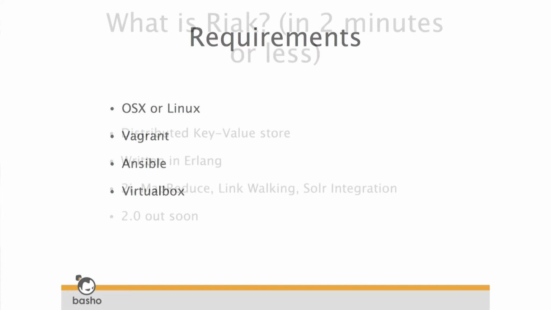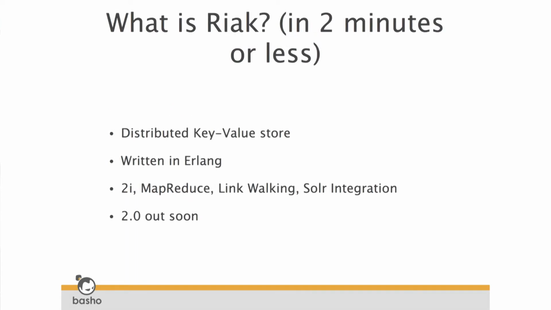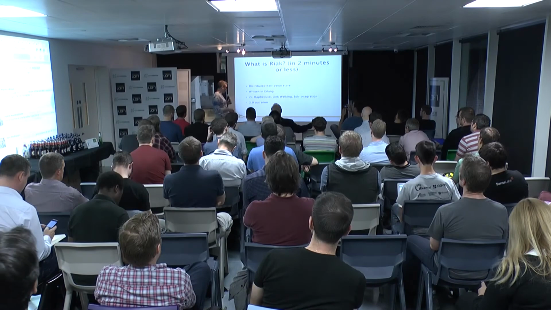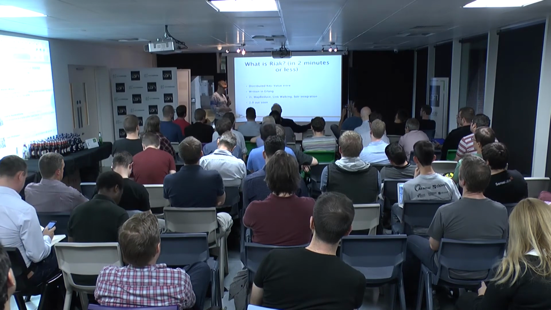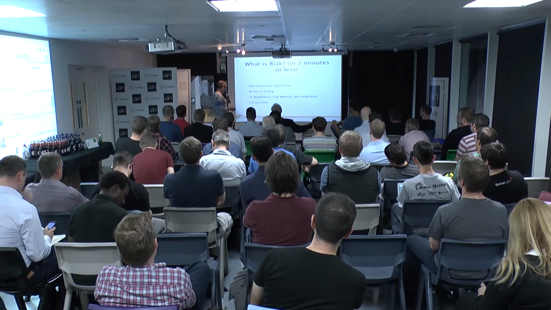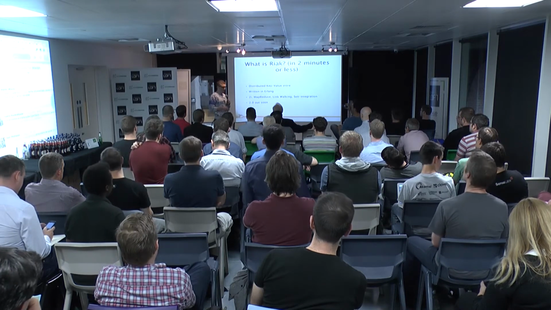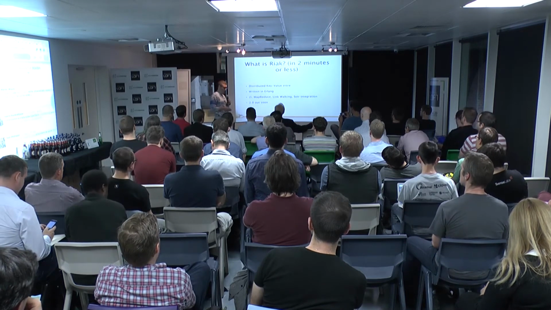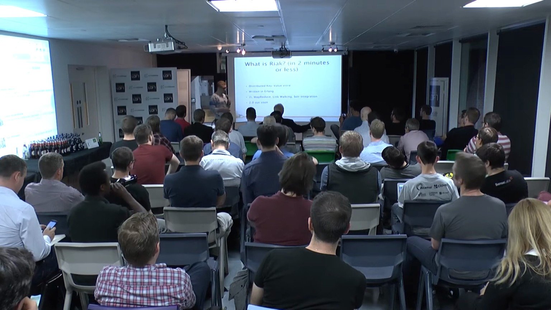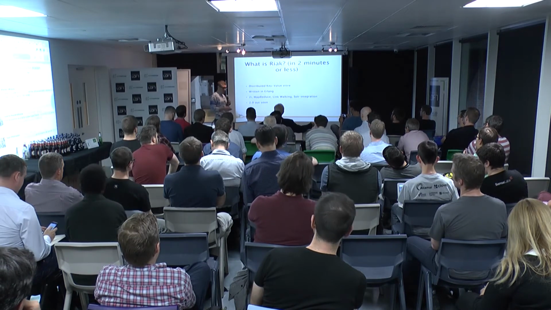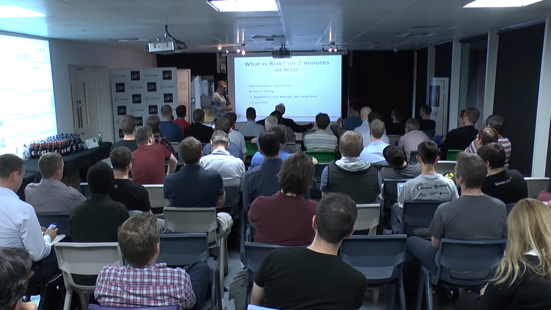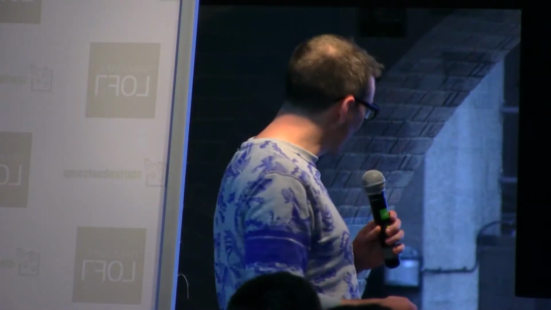I'll try not to bore everyone. It's a key value store. It's written in Erlang. It's got a variety of functionality: 2i, secondary indexing, MapReduce, link walking, Solr search engine integration. It started out as kind of a Dynamo clone or equivalent functionality. It's grown enormously since then. Second edition is out pretty soon. It's in active development, and it's going to be pretty good.